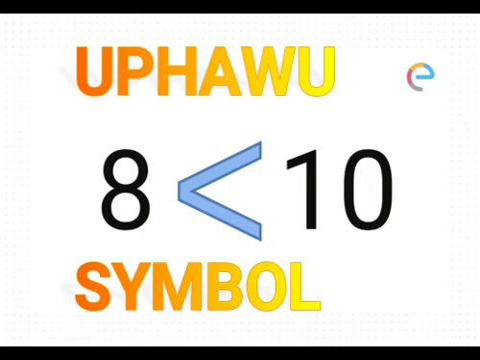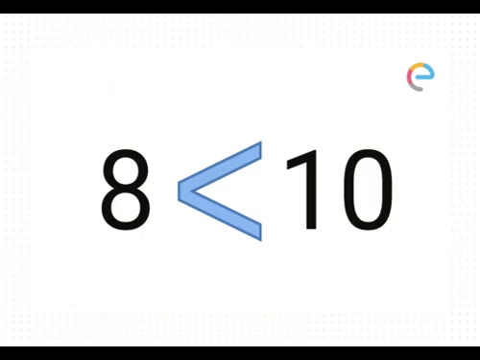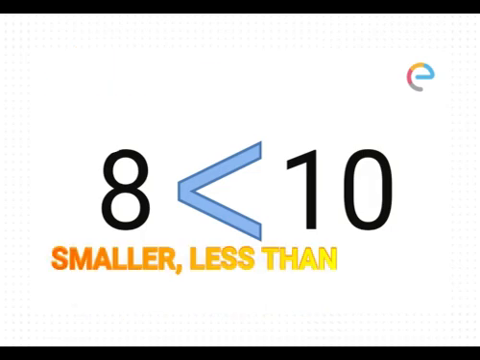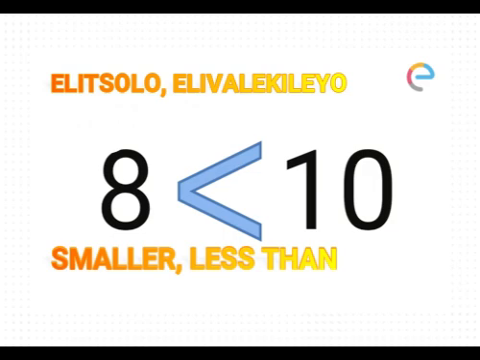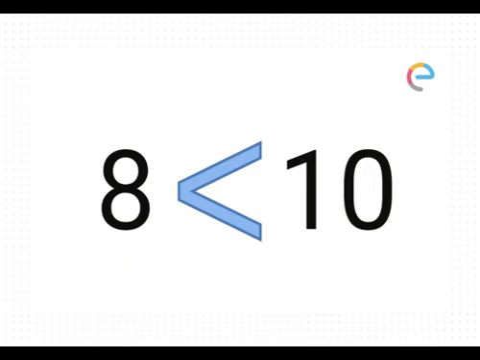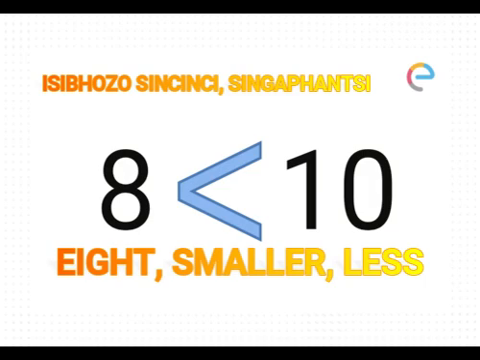What does this symbol mean? Lutsho ukuthini oluphawu? The pointed or closed side on this symbol represents the smaller or less number. Eli cala litsolo okanye livaliweyo koluphawu limele inani elincinci okanye elingaphantsi kwe. So 8 is less than or smaller than 10. Ngoko ke isibhozo sincinci okanye singaphantsi kweshumi.